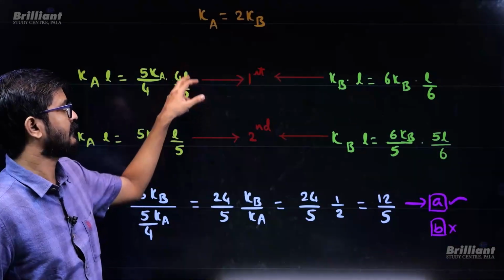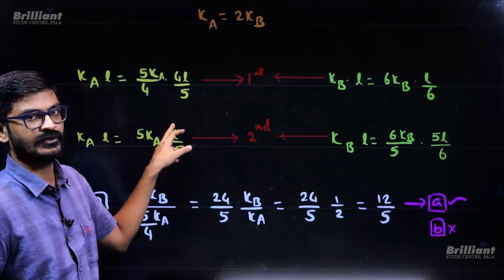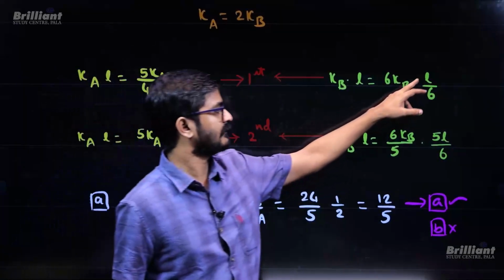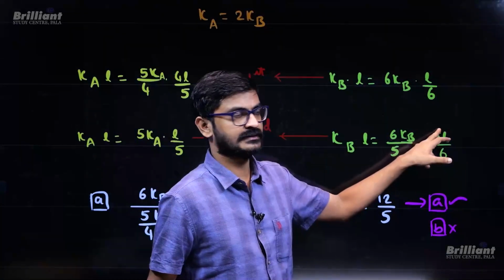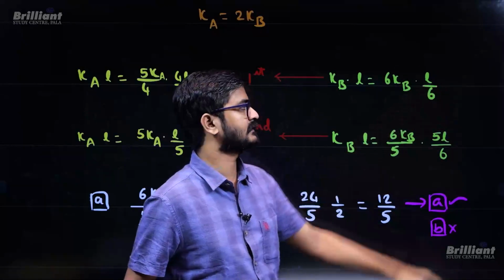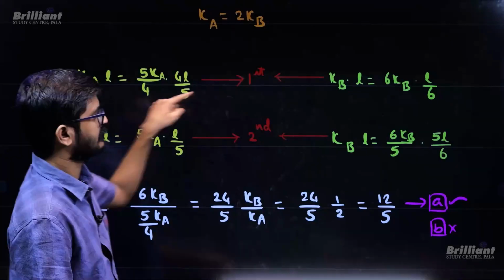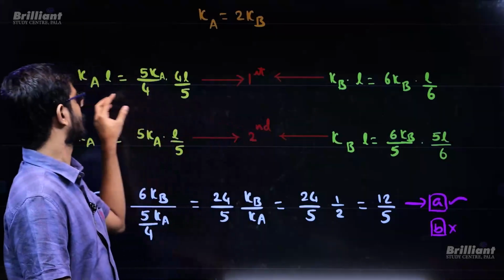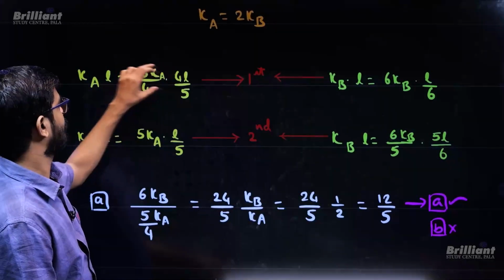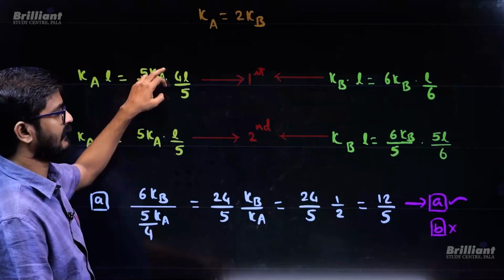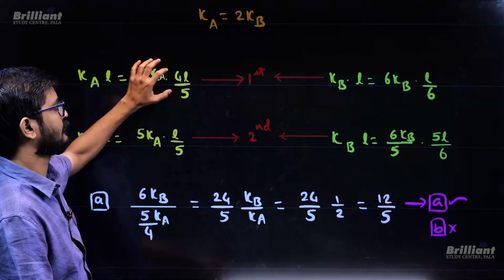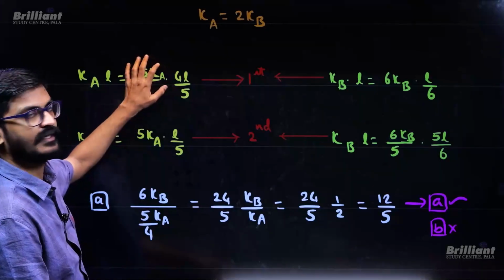The first part is having length 4L by 5, so the second part will have length L by 5. For the other spring, the first part is 5L by 6, so the second part will have L by 6. Now k into L is constant. These lengths are the same for A and B, they said. So if this is becoming 4L by 5, the spring constant is going to become 5K by 4. So from there I can say the new spring constant for this length is going to be 5 by 4.